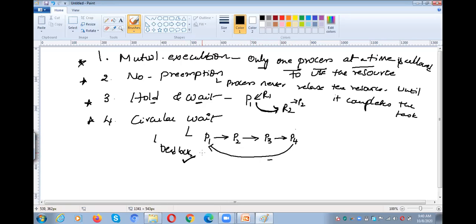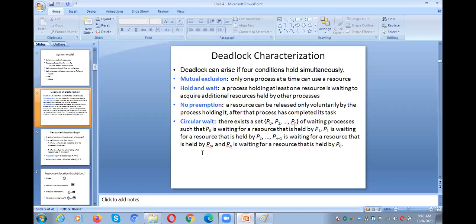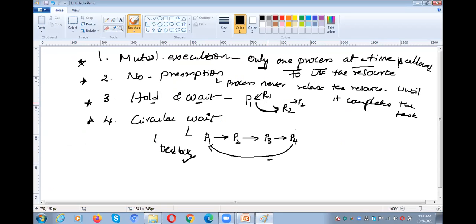So these are the four necessary conditions for the deadlock. No need to read out again. If you want, I will read out for you. Mutual exclusion: only one process at a time can use the resource. Hold and wait: the process is holding at least one resource and waiting to acquire another resource which was already held by another process. I already told you here: P1 was allocated one resource. That means it is right now holding a resource and it is waiting for the resource R2 which was already allocated to some other process.